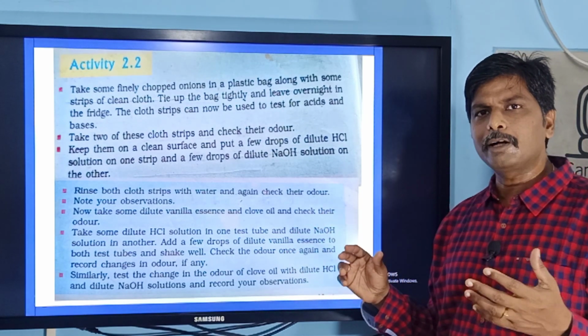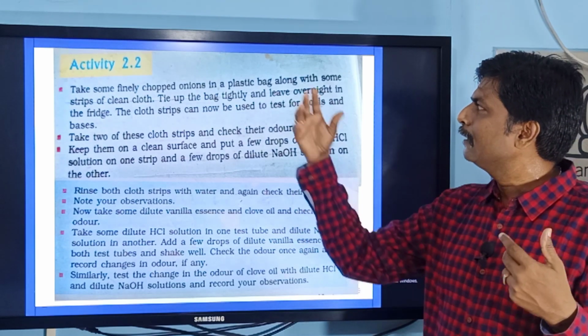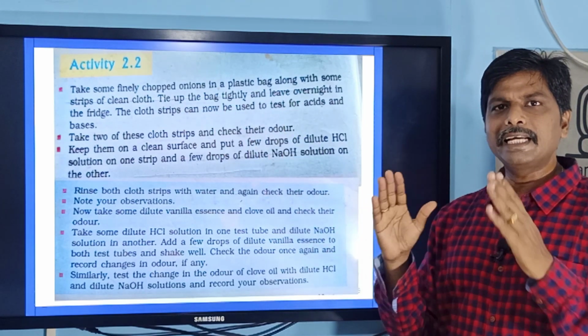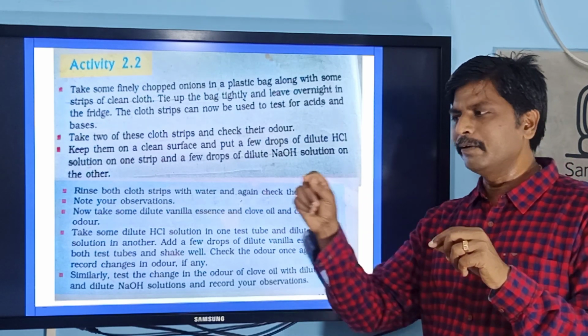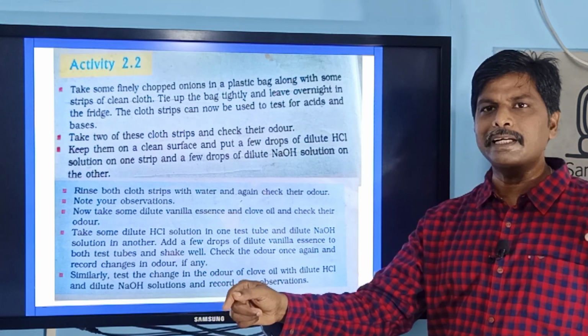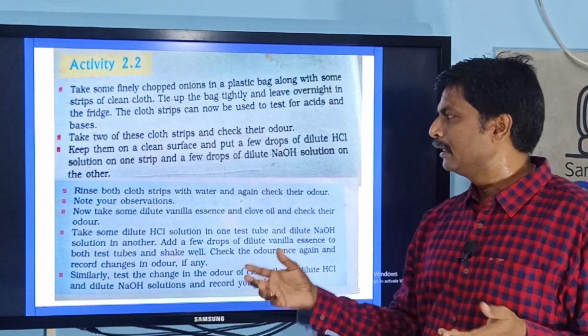So in 2.2, what to do? You take 2 cloth strips which are kept in onions. Check their smell. After that, you keep the cloth strips, one with dilute HCl, another one with dilute NaOH. Check their odor after this experiment.